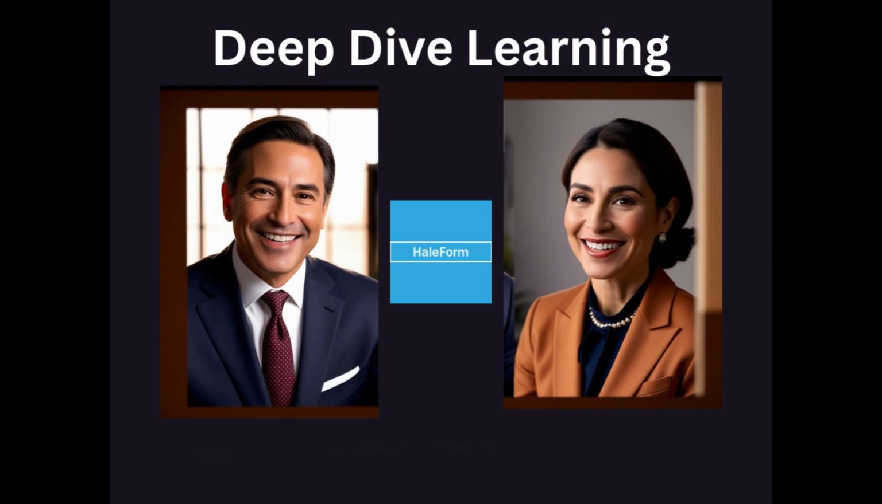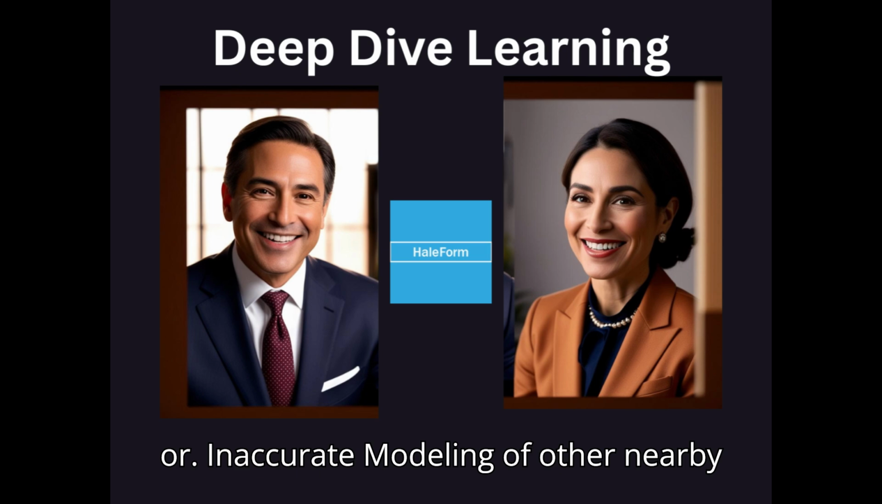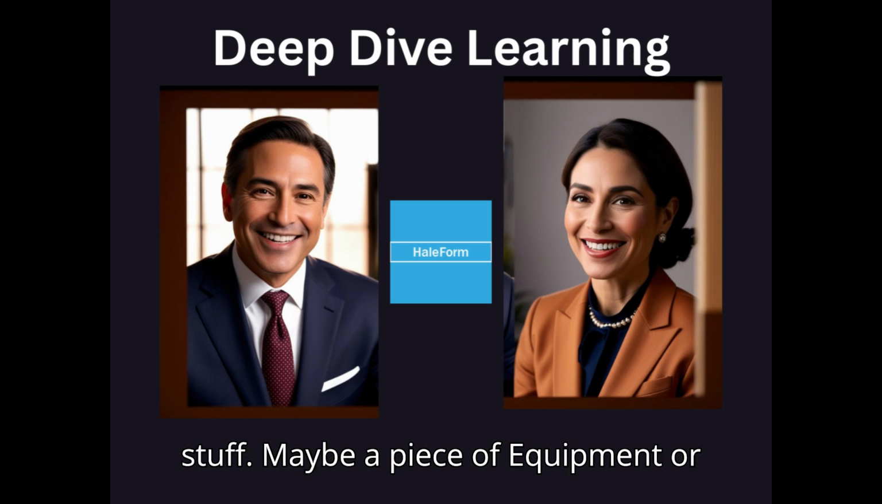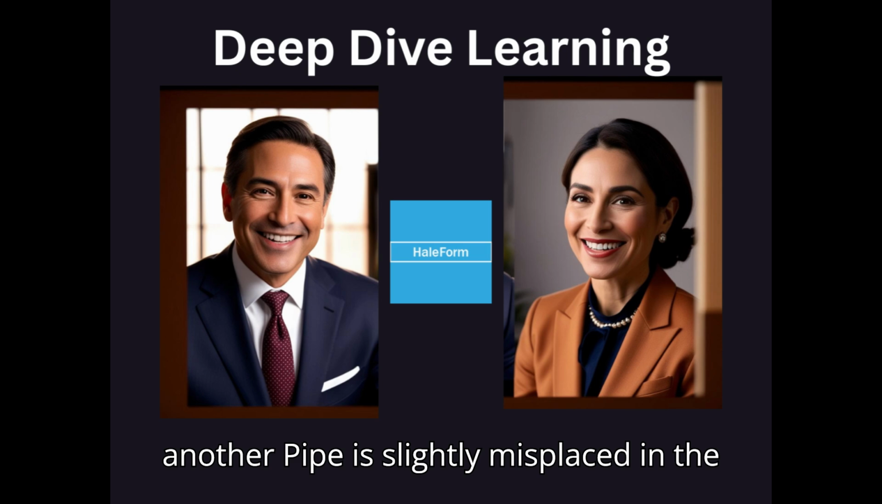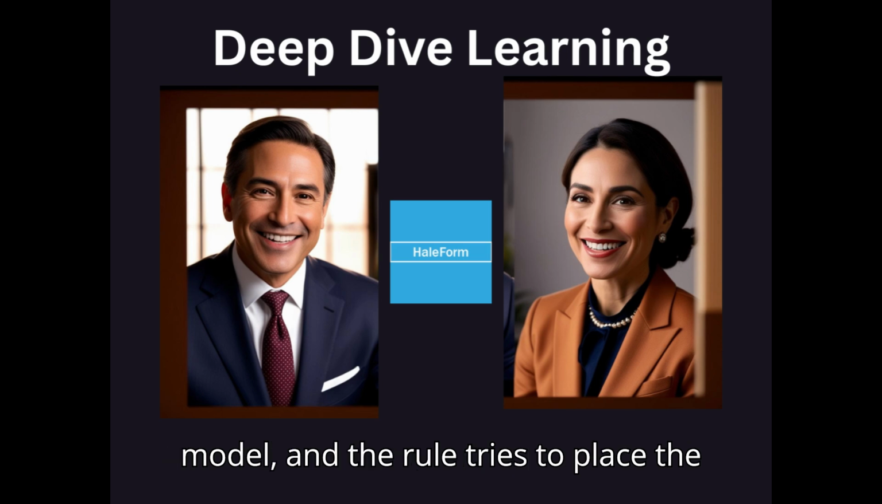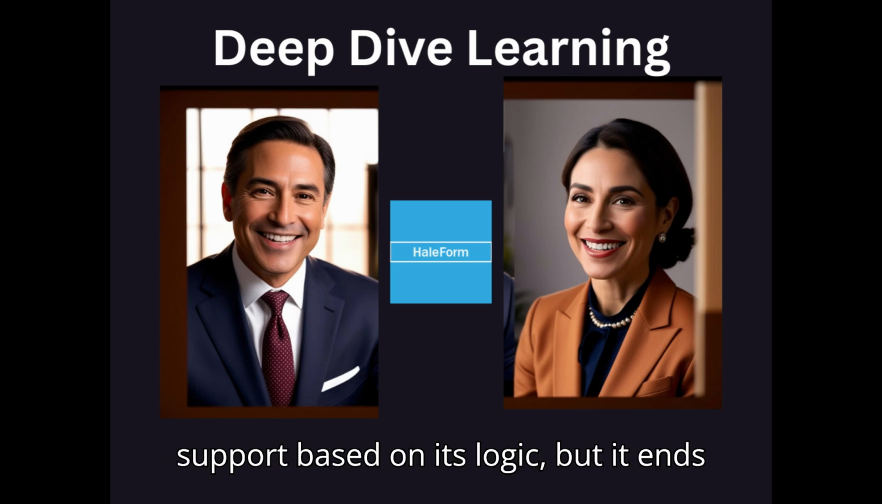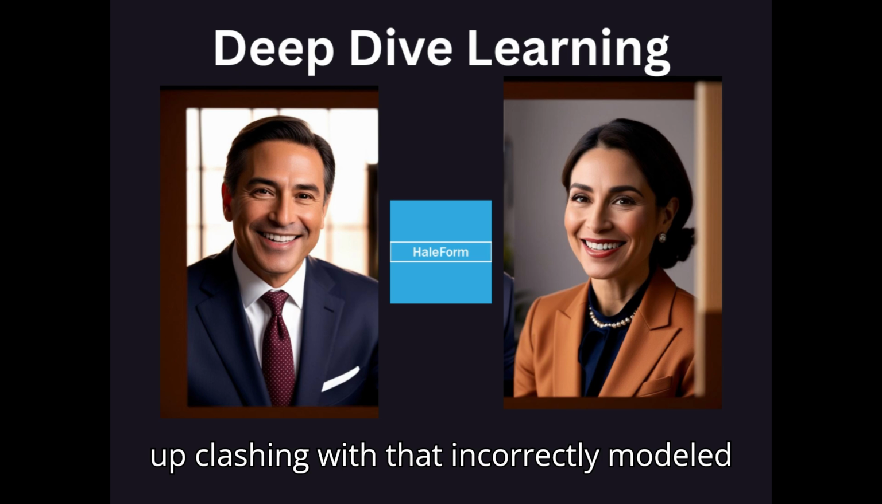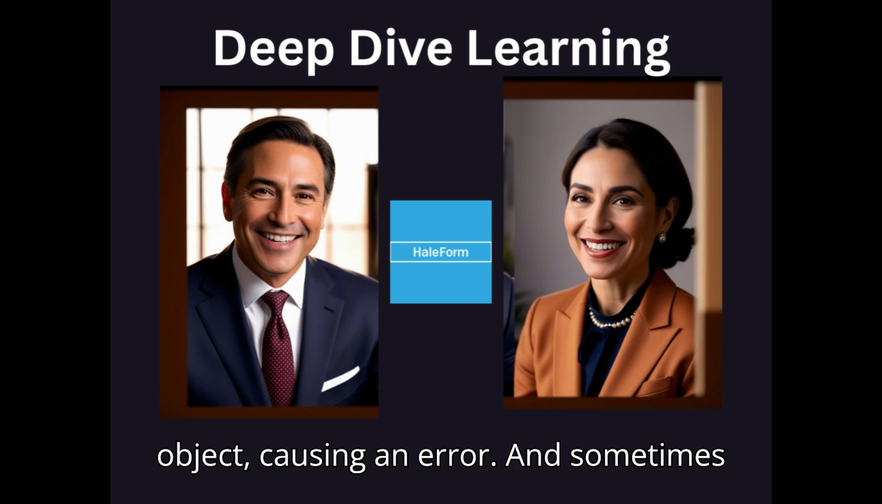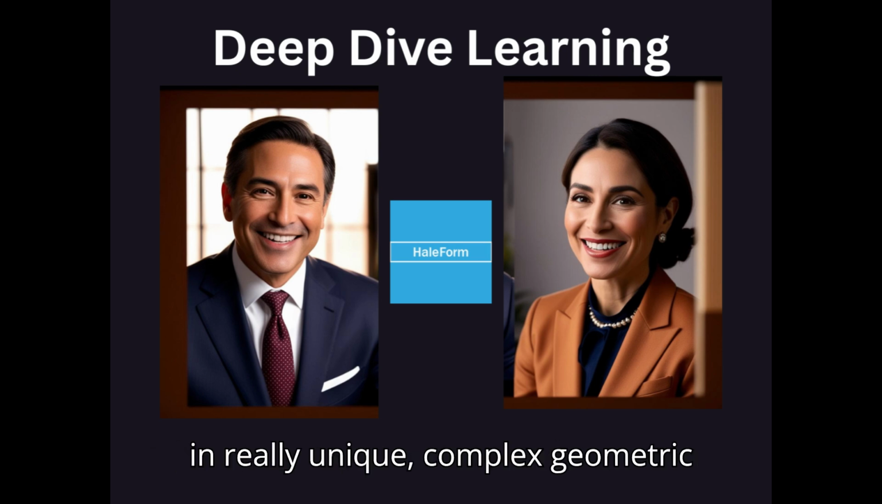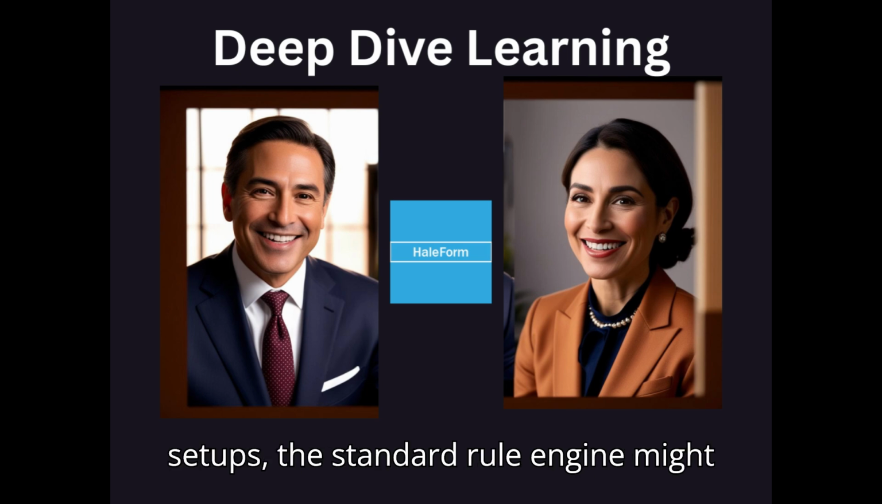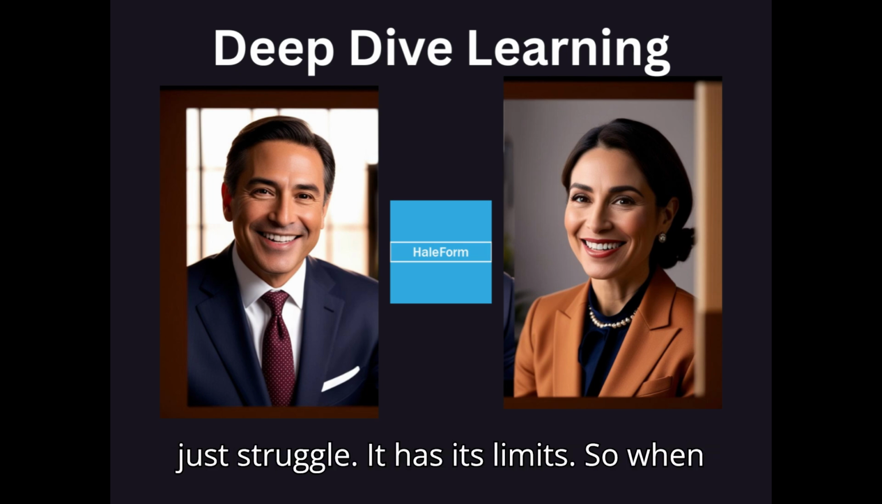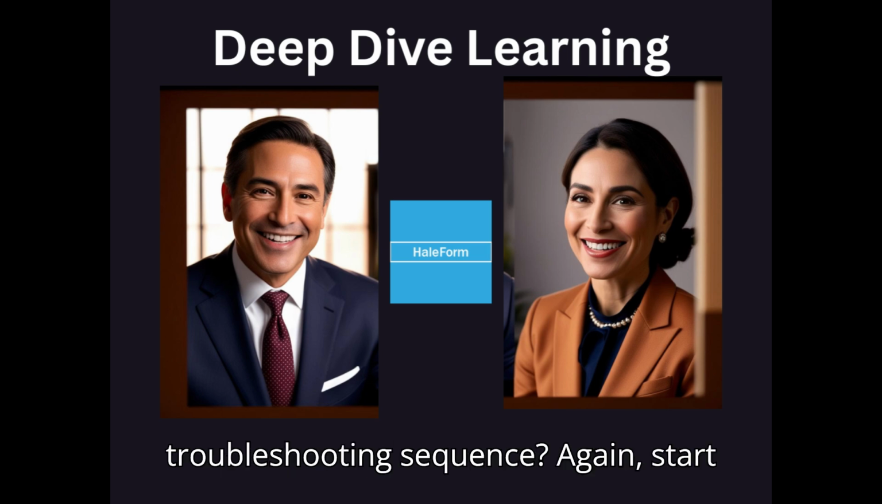It can be. Or inaccurate modeling of other nearby stuff. Maybe a piece of equipment or another pipe is slightly misplaced in the model. And the rule tries to place the support based on its logic, but it ends up clashing with that incorrectly modeled object, causing an error. Okay. And sometimes in really unique, complex geometric setups, the standard rule engine might just struggle. It has its limits. So when those errors pop up, what's the troubleshooting sequence?